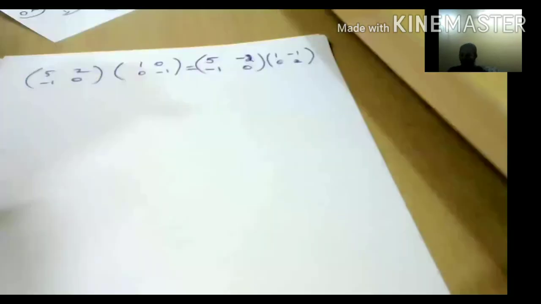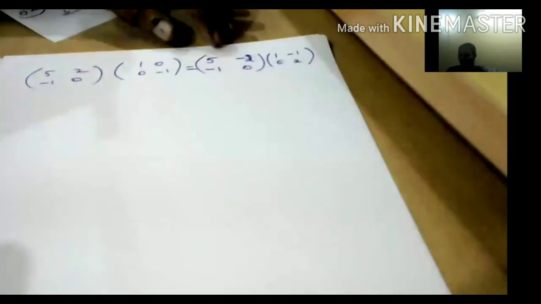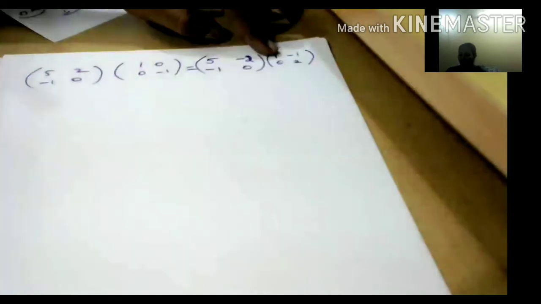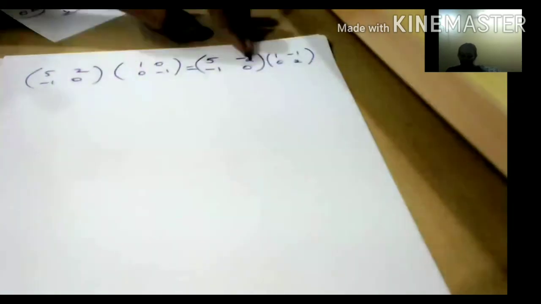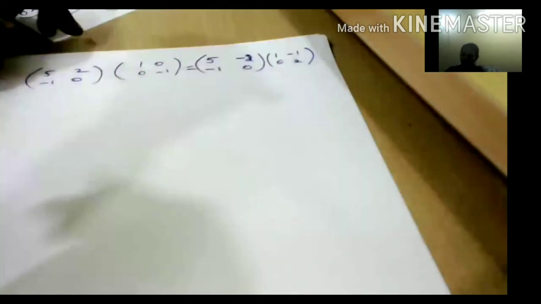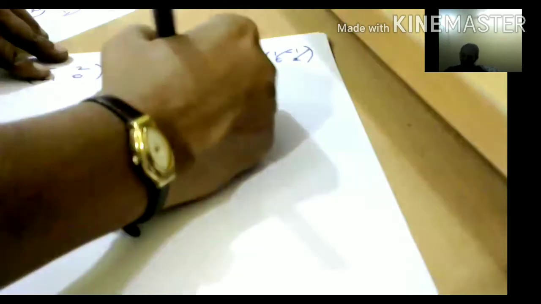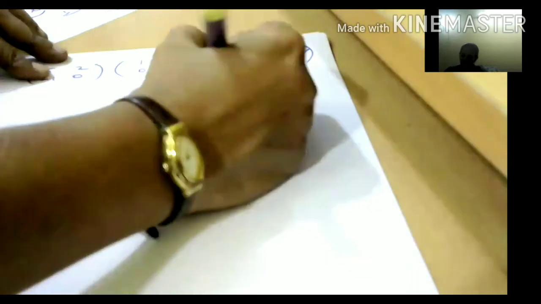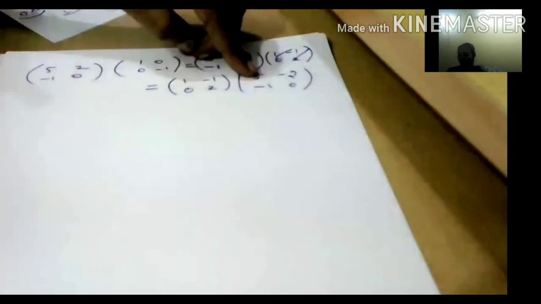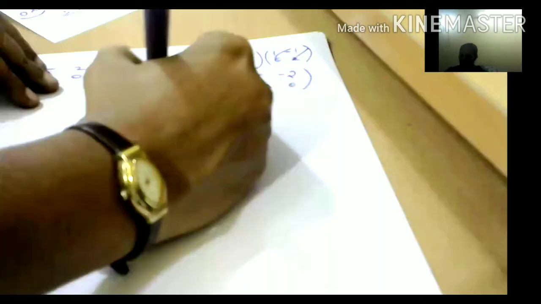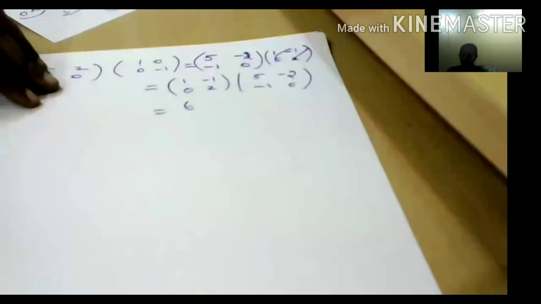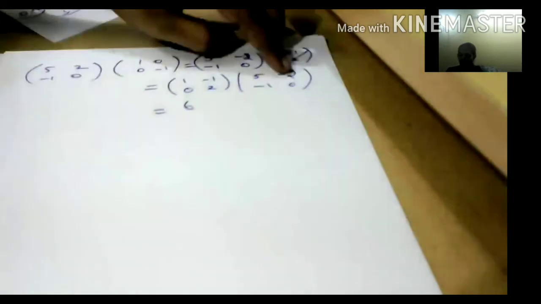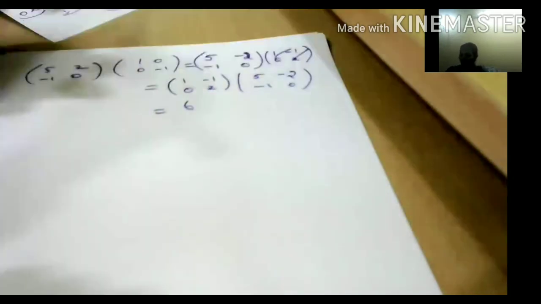So 1 minus 1, 0, 2. So see here, 5 into 1 plus 0 into minus 2. So you are multiplying this way, right? So here, 1 minus 1, 0, 2 with this matrix, 5 minus 2 minus 1, 0. So 1 into 5, 5, minus 1 into minus 1 plus 6. So 1 into minus 2, plus minus 1 into 0, minus 2.